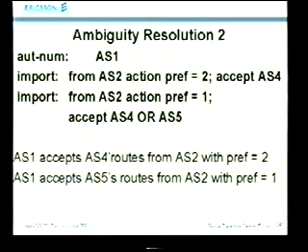Here's aut-num object AS1. Import from AS2 action pref equals 2, except AS4. Import from AS2 action pref equals 1, except AS4 or AS5. AS1 accepts AS4's routes, typo here, should be an F. AS1 accepts AS4's routes from AS2 with pref equals 2, and AS1 accepts AS5 routes from AS2 with pref equals 1. So the first one is used, from AS2 pref equals 2, except AS4. Specification order rule.